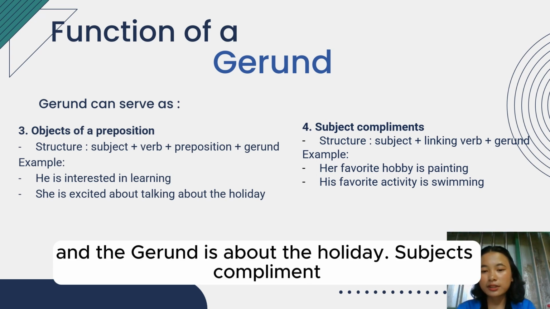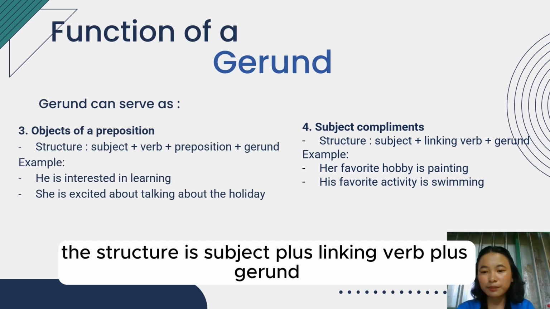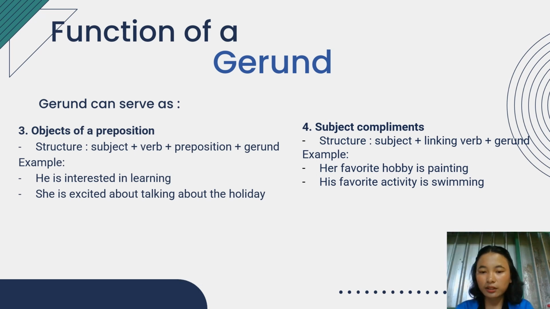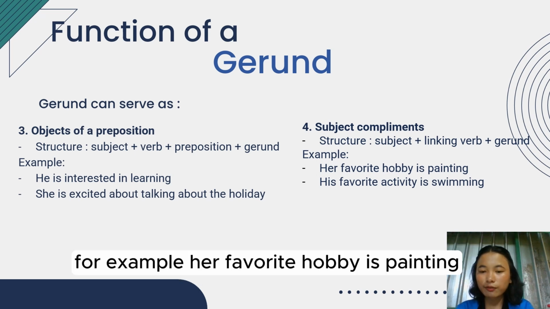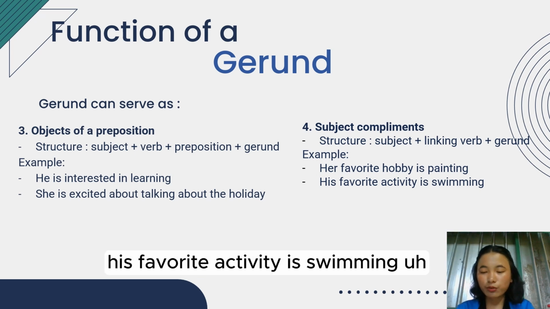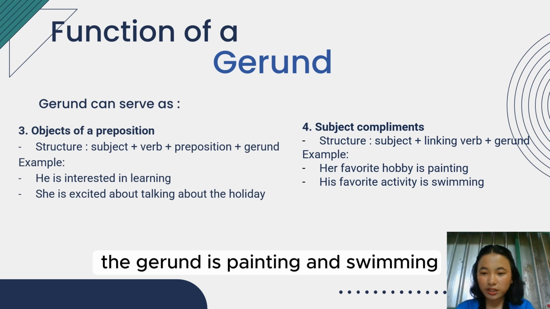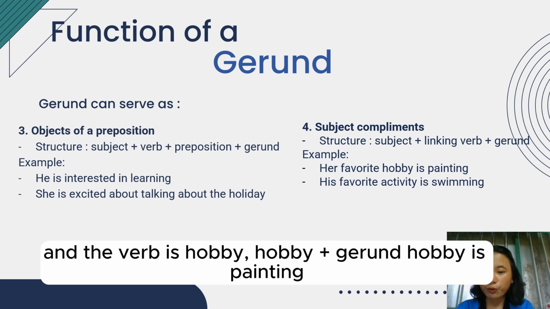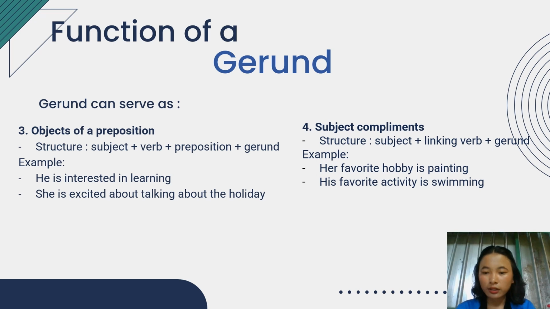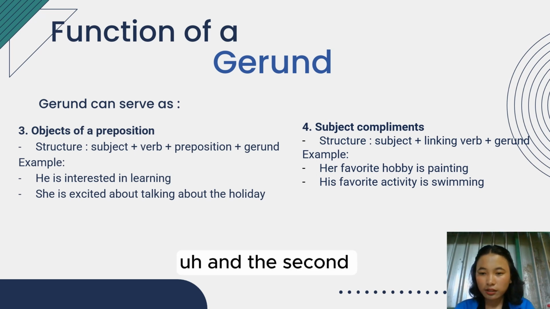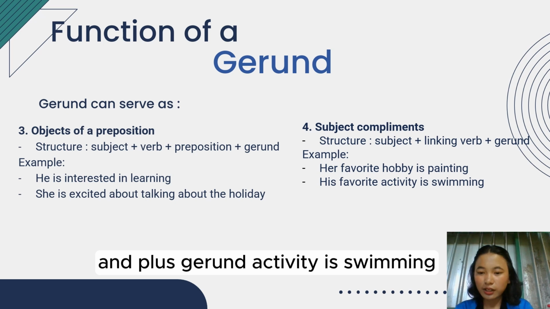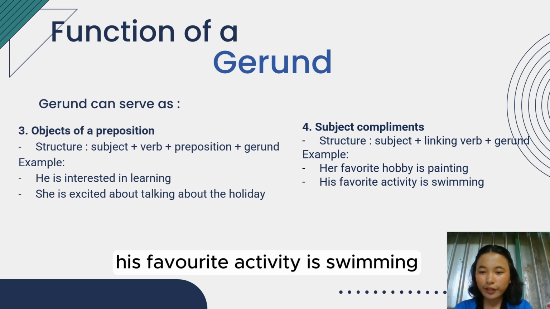Subject complement. The structure is subject plus linking verb plus gerund. For example, "Her favorite hobby is painting." "His favorite activity is swimming." The gerunds are painting and swimming. Hobby is painting, and the second, activity is swimming. His favorite activity is swimming.